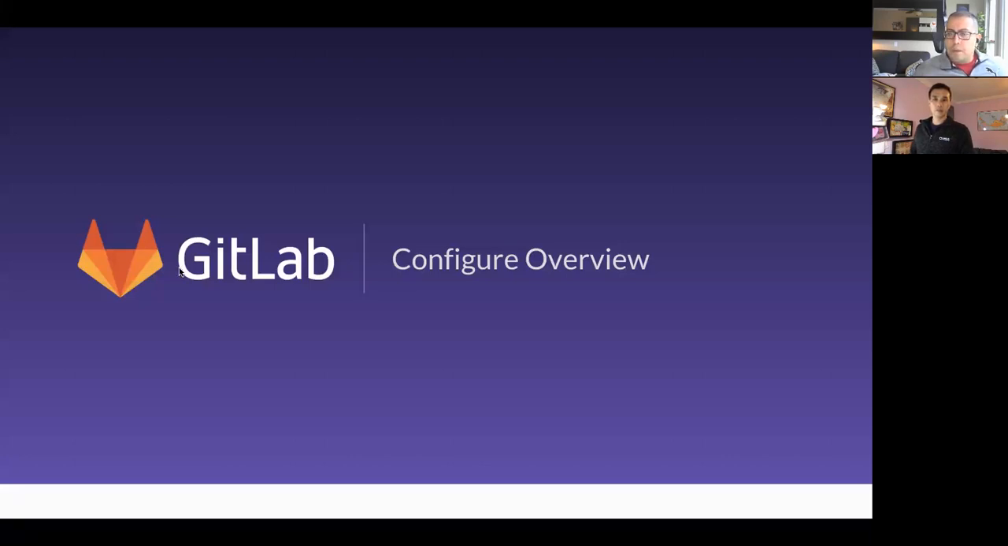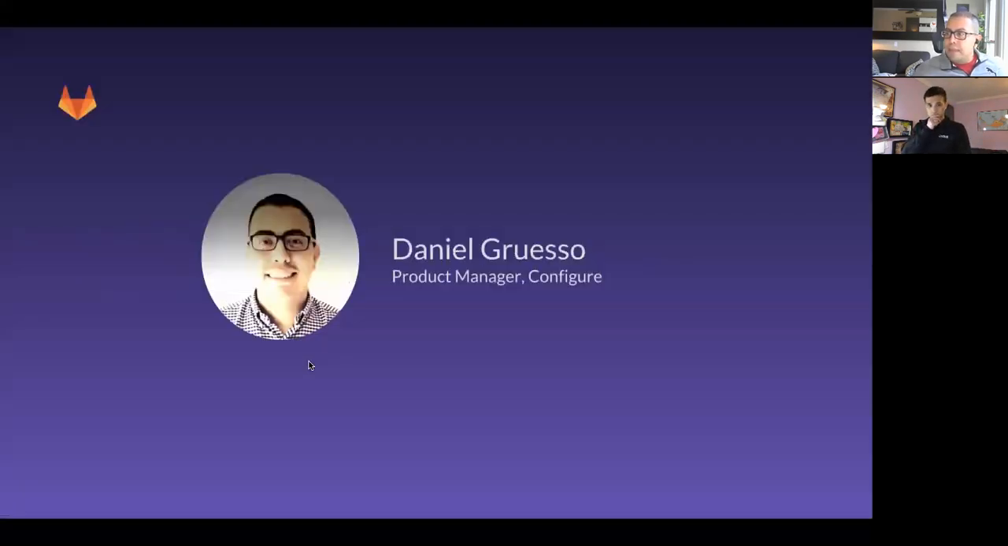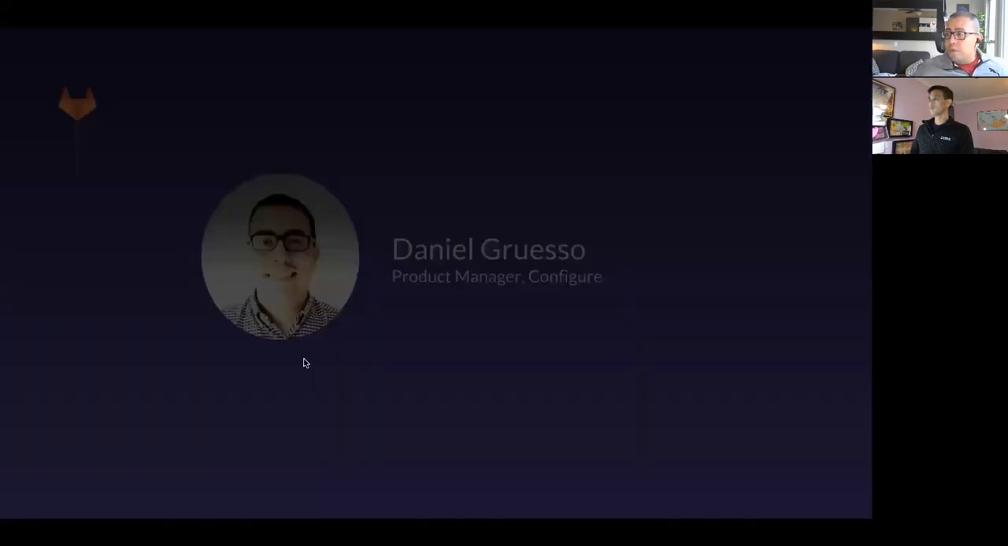Thank you, Ray. Okay, can you see my screen okay there with the full view of the presentation? Yep. Great. All right. So yeah, we'll do an overview of the Configure stage of the DevOps lifecycle here at GitLab. My name is Daniel and I'm the product manager. Along with a great team of backend, frontend and UX engineers, we deliver on a couple of the categories that I will go over shortly.